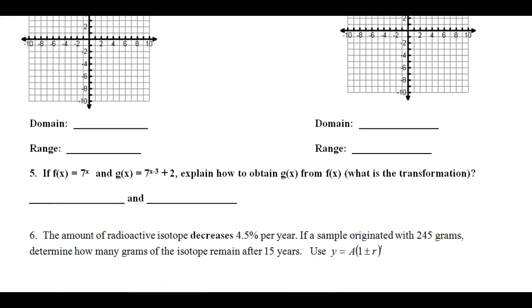So I get down to 5. Okay, if f of x is 7 to the x and g of x is 7 to the x minus 3 plus 2, explain how to obtain g of x from f of x. What is the transformation, or in this case transformations? What are the shifts, if you're just looking at this?